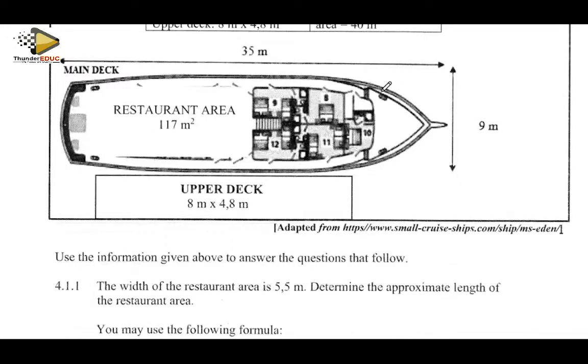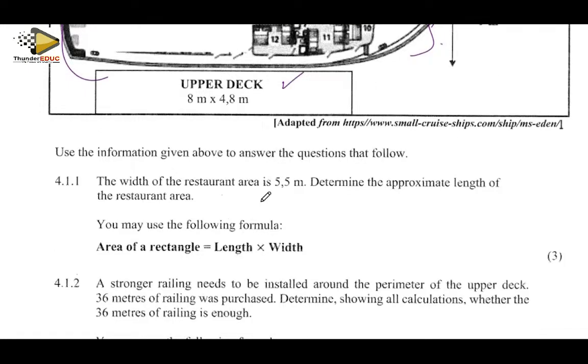All right, this is how the ship looks like. Take note of that. Look at it. Then we have the upper deck having these dimensions. They're asking us, write the width of the restaurant. The width of the restaurant is 5.5 meters. Determine the approximate length of the restaurant area. I told you, now length is missing.